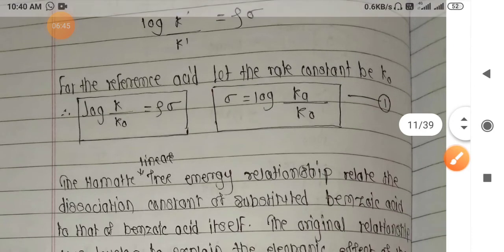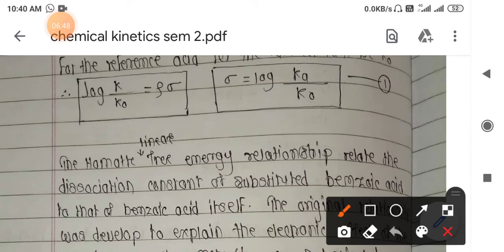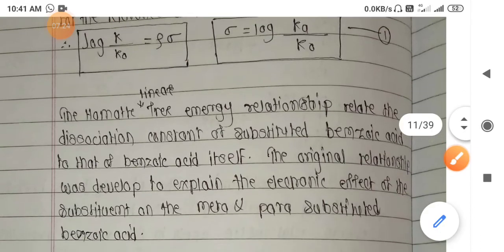So for a reference acid having the rate constant K0, say the standard reference acid like benzoic acid, we first calculate its rate constant. Then we substitute that rate constant here, and the rate constant for another substituent like a nitro group, and then we can find out this value of sigma, because rho is already known to us, since the reaction constant depends only upon the type of reaction that is taking place. Once it is an acid base reaction, we will get the value of rho directly.